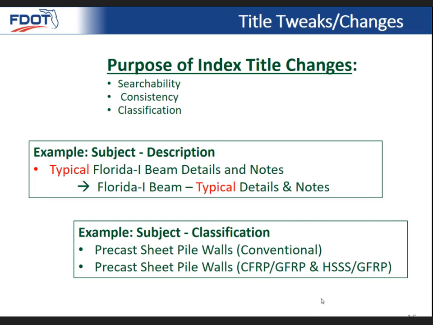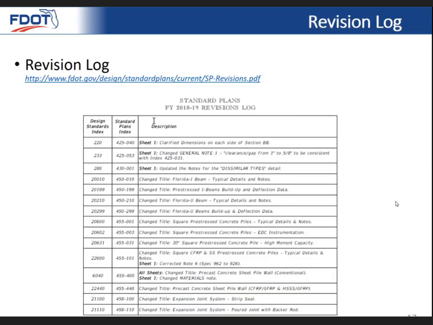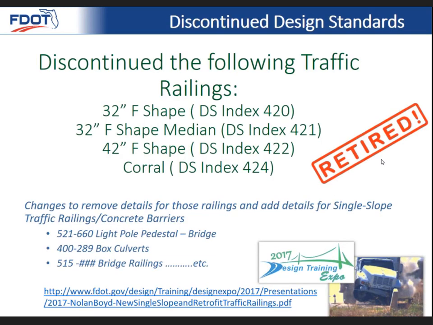And then similar sort of situation with the precast sheet piles and some others where we've got the same lead name, and then the selective material type is appended to the end. So just more changes. Revision logs are always there to see what changed under each individual index. I would mention that earlier, so we won't dwell on that.